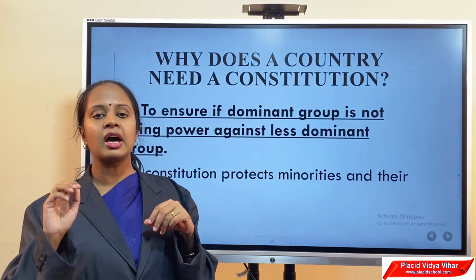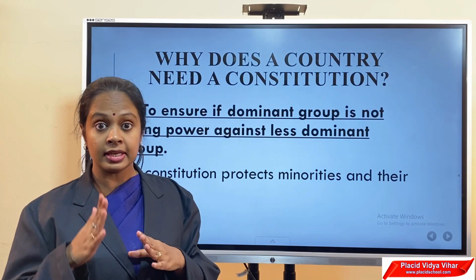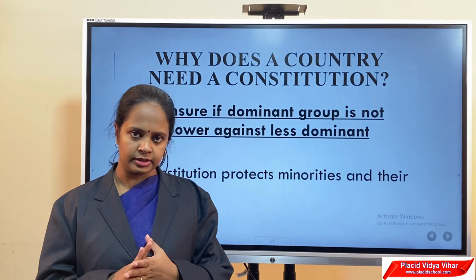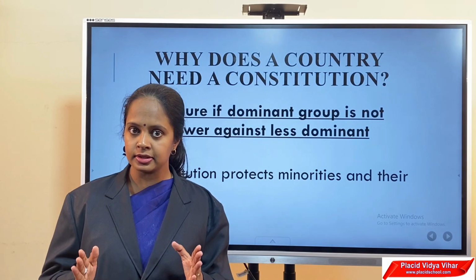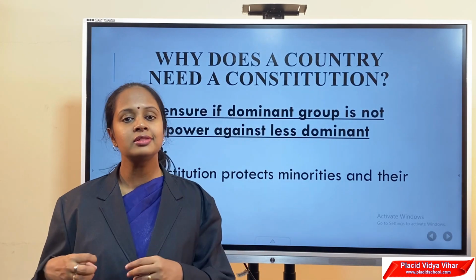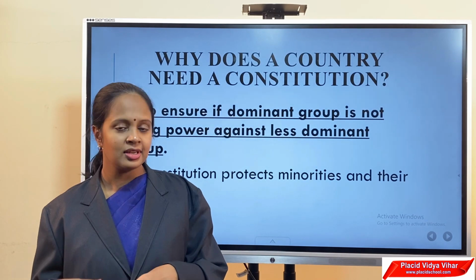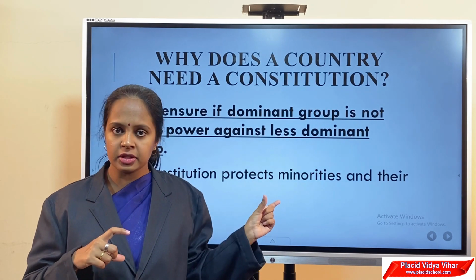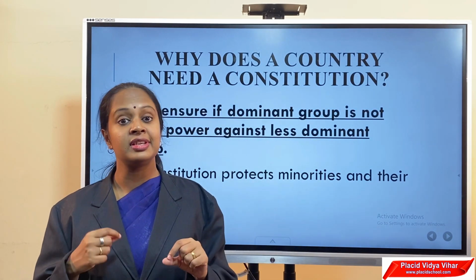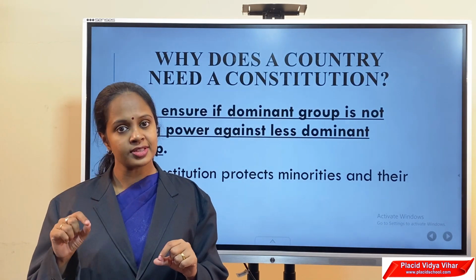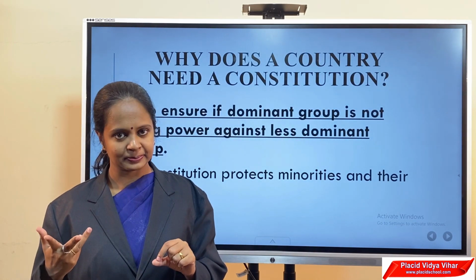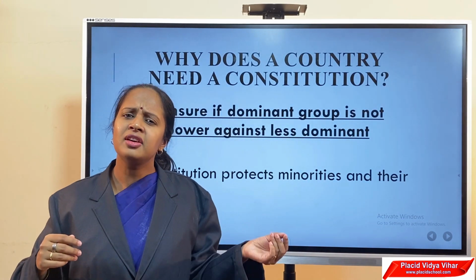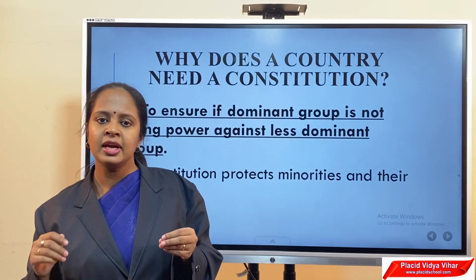For instance, in a class of 30 students, 22 are boys and 8 are girls. In this case, the boys group is the majority group or dominant group, and the girls group is the minority group or less dominant group. Why? Because boys are more in numbers and girls are very few in numbers.